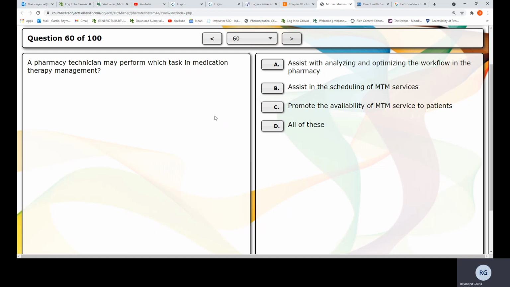Pharmacy technicians may perform which tasks in medication therapy management? Assist with analyzing and optimizing the workflow in the pharmacy, assist in the scheduling of the MTM services, promote the availability of the medication therapy management service to patients, or all of these.